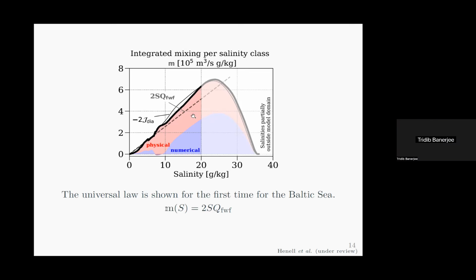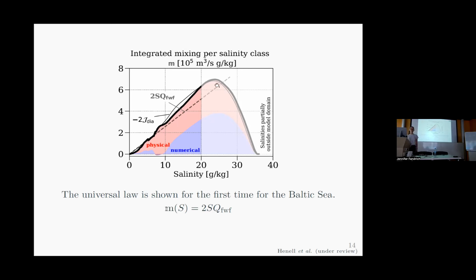Yes? So for each point in the x-axis, it's an integration of that isohaline for that salinity, is it? Yes, but it's in the x and y direction. So over the whole Baltic Sea. Yeah, sure, okay. Yeah, exactly. So that's why the XY direction disappears then. That's why it's an integrated mixing.